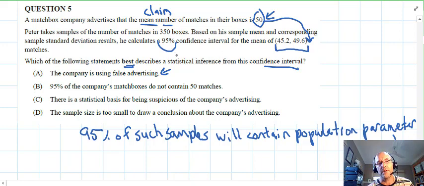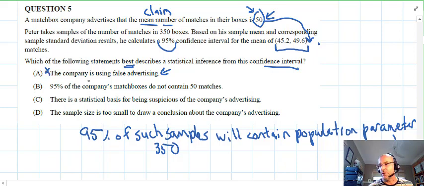We're 95% confident, so 95% of such samples, chunks of 350 boxes, should contain the population parameter, but not all of them. So you could get boxes beyond that. While some people might lean towards that, it is not something we can conclude, because the mean can still sit outside of that. It's not 100%.